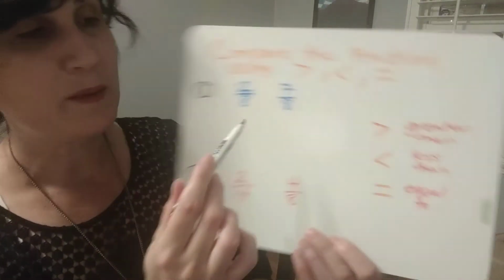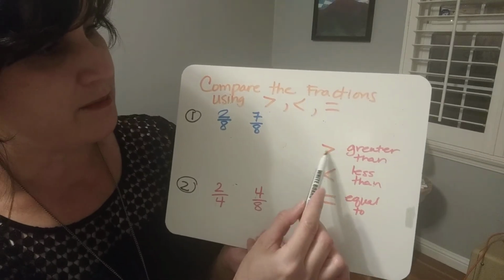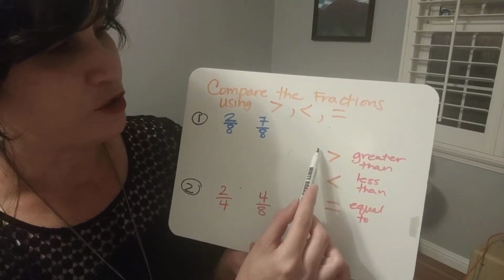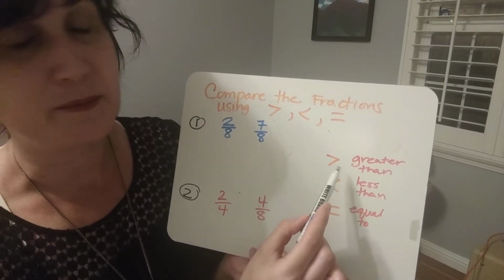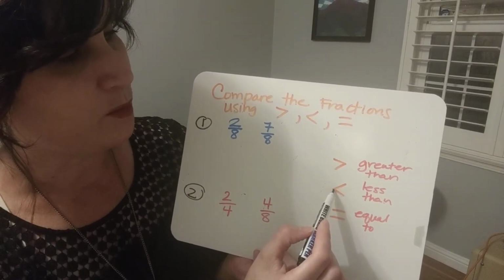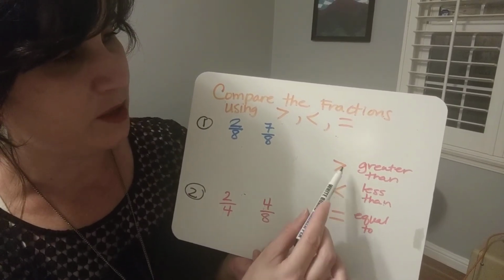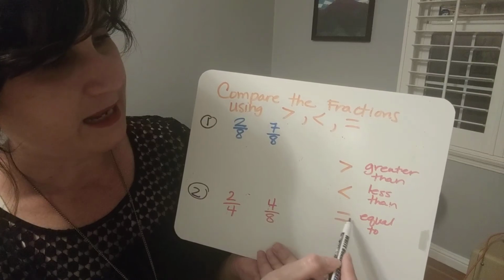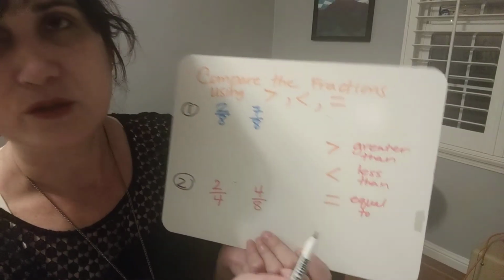All right, so remember this is greater than, the big mouth is open to the big number, it's chomping on that big number. This is less than, the little pointy part points to the smaller number, and then equal to is right here, so that means they are the same.